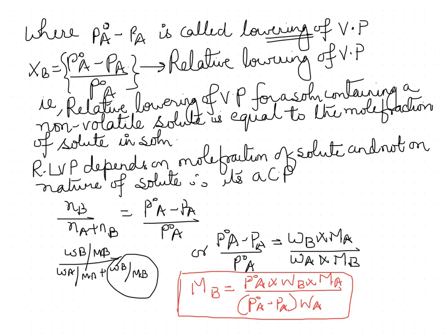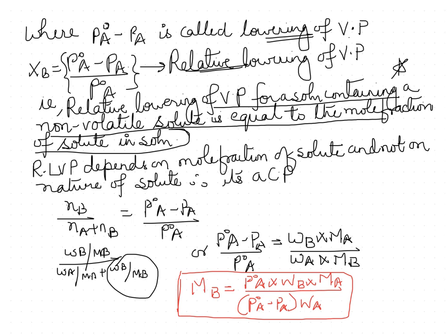If P0A minus PA is called lowering of vapor pressure, then in that case P0A minus PA divided by P0A is called the relative lowering of vapor pressure, because we are studying it with respect to P0A. So this is an alternative statement for Raoult's law. What is that? The relative lowering of vapor pressure for a solution containing a non-volatile solute is equal to the mole fraction of the solute in the solution.